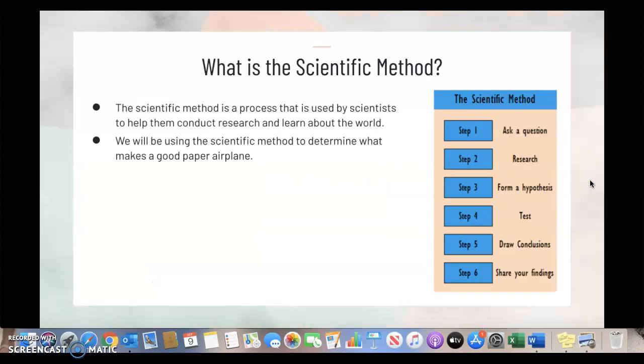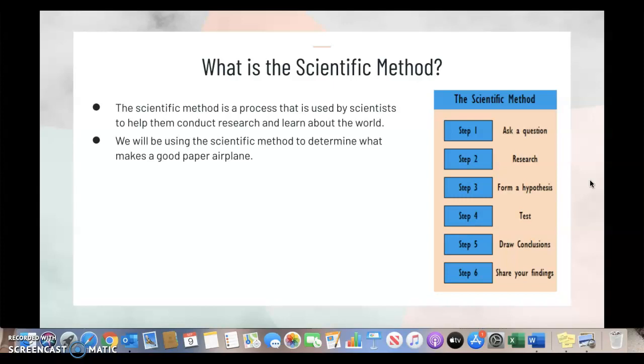All right, so what is the scientific method? The scientific method is just a systematic process that scientists use to help them conduct research, okay? This method just lays out the steps of research to help make sure a scientist can hopefully get some conclusions or some findings from their research, okay? We're going to be using the scientific method to determine what makes a good paper airplane, okay?